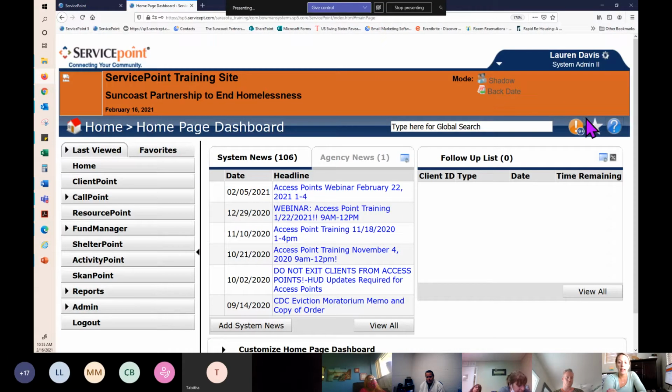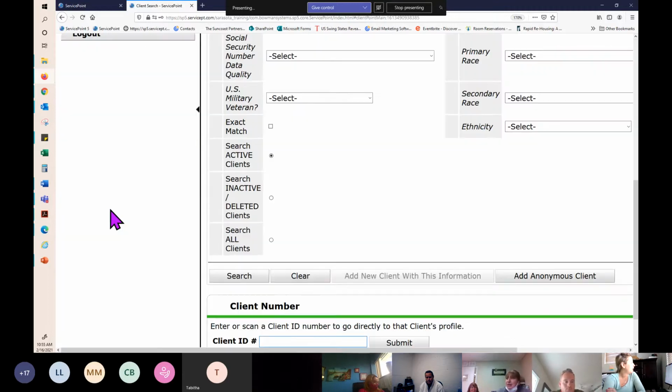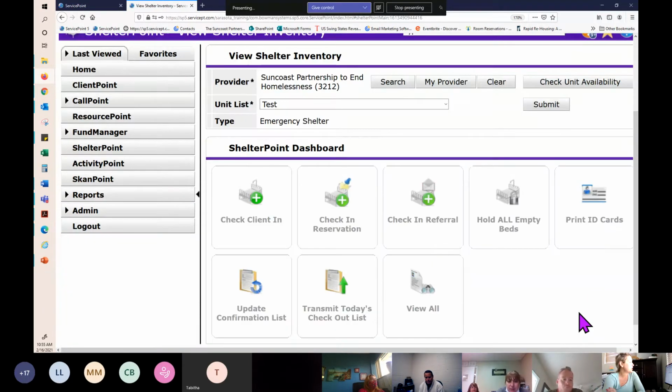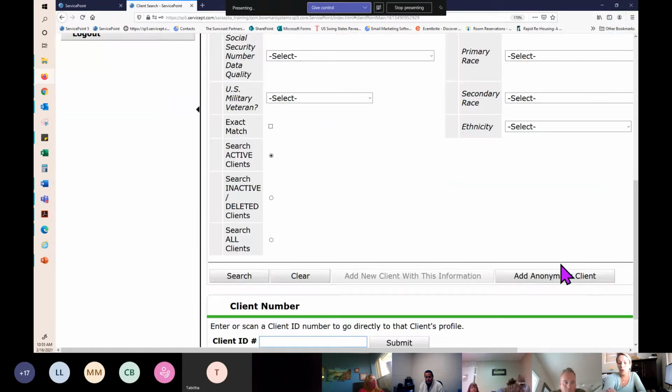And then your star is, if we were on a client profile, we would hit this star and that would bookmark the clients essentially. Over to the left, most of you will only see Client Point and Resource Point. Some of you may have Shelter Point. It just depends on the projects that you're working in. Today, we're going to focus mainly on working in Client Point. Most of you will be working in this module. This is where we search for clients and we add them to the system, and then we can enter them into our projects.